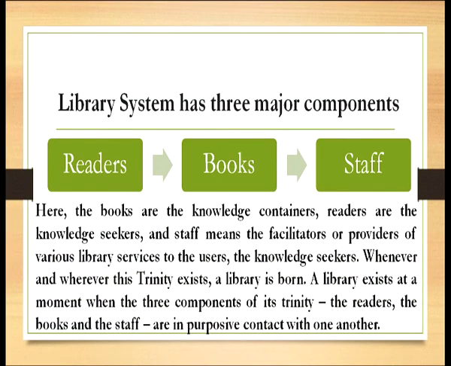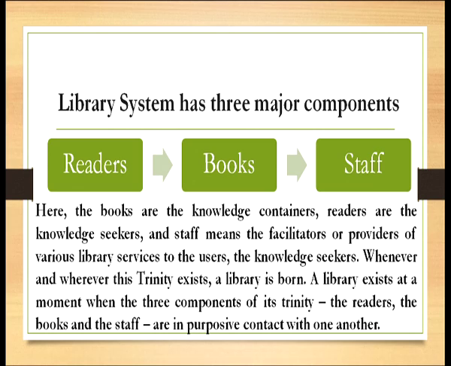So, a library system has three major components. As a manager, we should know how many components there are for a library. The first component is the reader, the second is the book, and the third is the staff, for which we have to manage. As a librarian, we have to manage all the things. Here the books are the knowledge containers, readers are the knowledge seekers, and staff means the facilitators or providers of various library services to the users or the knowledge seekers.